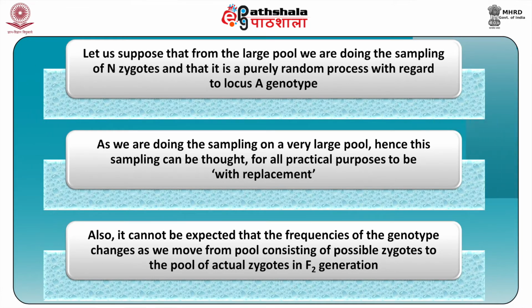Let us suppose that from the large pool we are sampling n zygotes and that it is a purely random process with regard to locus A genotype. As we are doing the sampling on a very large pool, this sampling can be thought of, for all practical purposes, to be with replacement. Also, it cannot be expected that the frequencies of the genotypes change as we move from the pool consisting of possible zygotes to the pool of actual zygotes in the F2 generation.